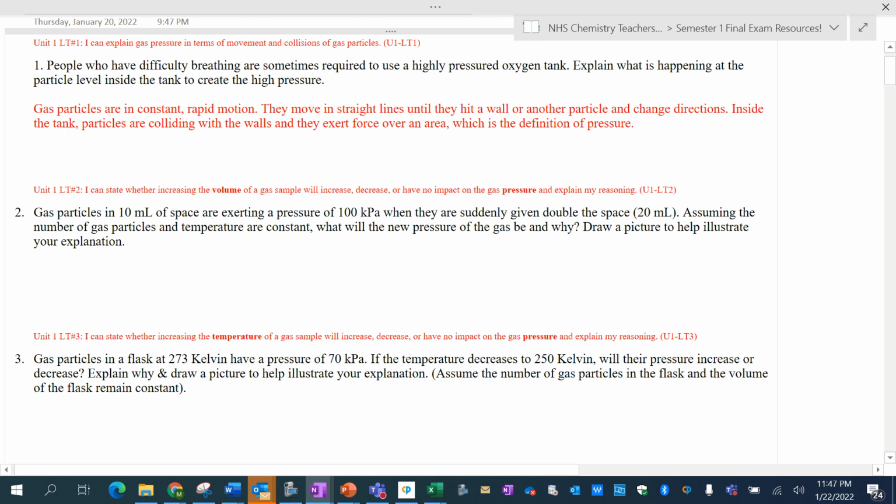And it's always nice to have a little picture to go along with something. So let's say this is my tank. We've got gas particles moving around, colliding with the walls.